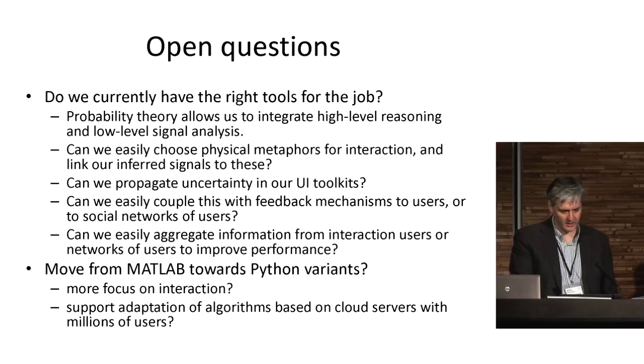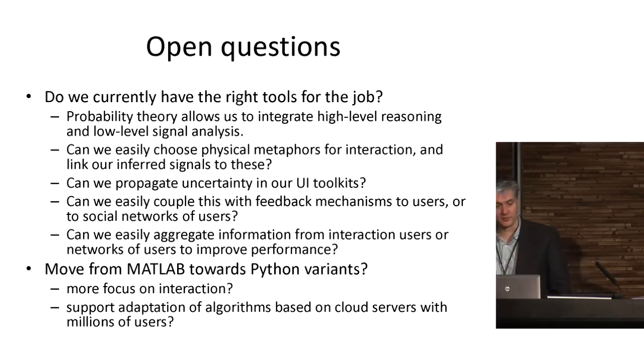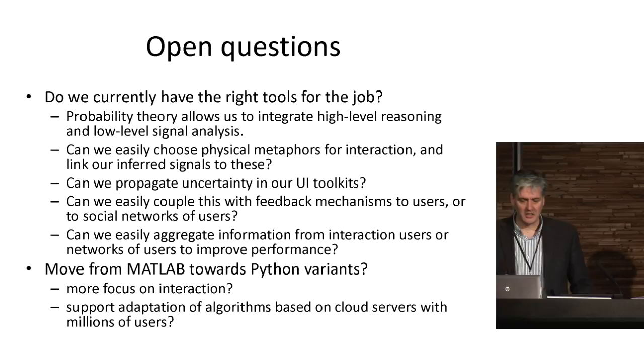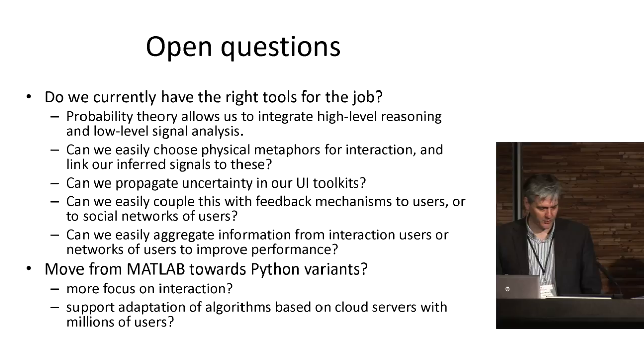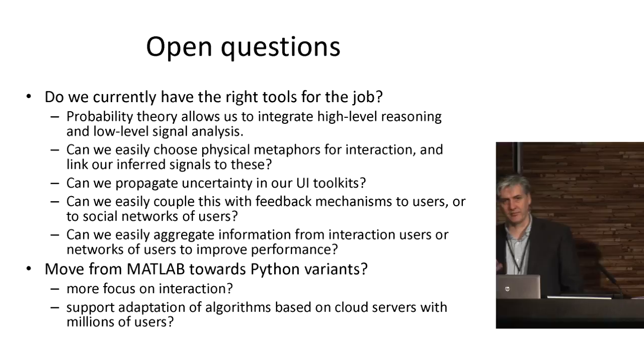Okay, so do we have the right tools for the job? We've got the probability theory letting us bring high-level reasoning and low-level signal analysis in at the same time for interaction. We'll need to work out what sort of metaphors to link these two. We need to think about how we allow propagation of uncertainty within UI toolkits, because that's contrary to most computing science approaches. And we need to work a lot on the feedback of uncertainty, representing uncertainty in real time to users. Typically, people have traditionally done lots of things in MATLAB, but that isn't great if you're trying to port it to mobile devices. So we're seeing more and more of a movement towards using things like Python.